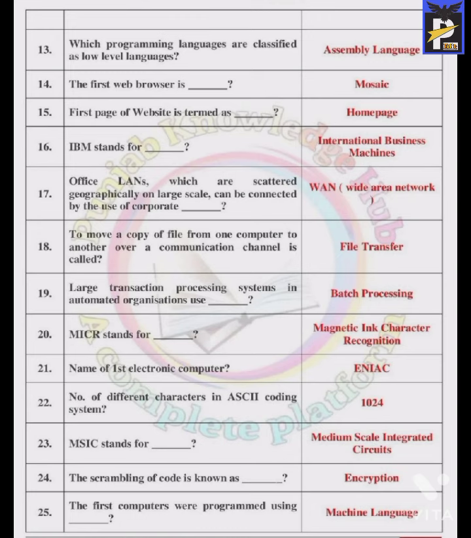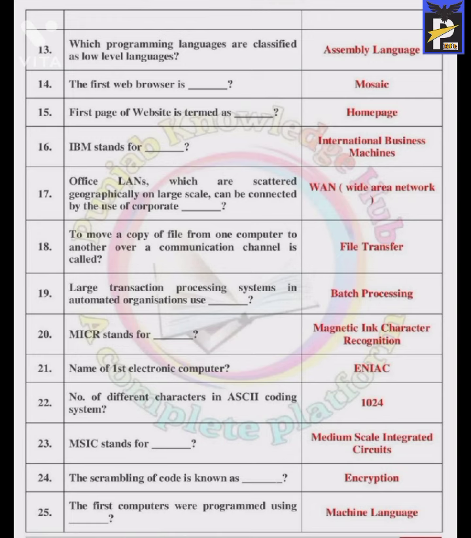To move a copy of file from one computer to another over a communication channel is called? File transfer. Large transaction processing systems in automated organization use? Batch processing. MICR stands for? Magnetic ink character recognition. Name of first electronic computer? ENIAC. Number of different characters in ASCII coding system? 1024. MSIC stands for? Medium scale integrated circuits.